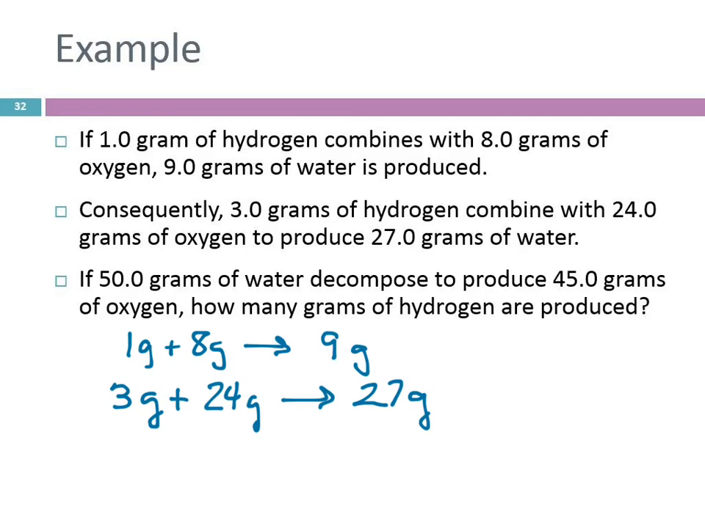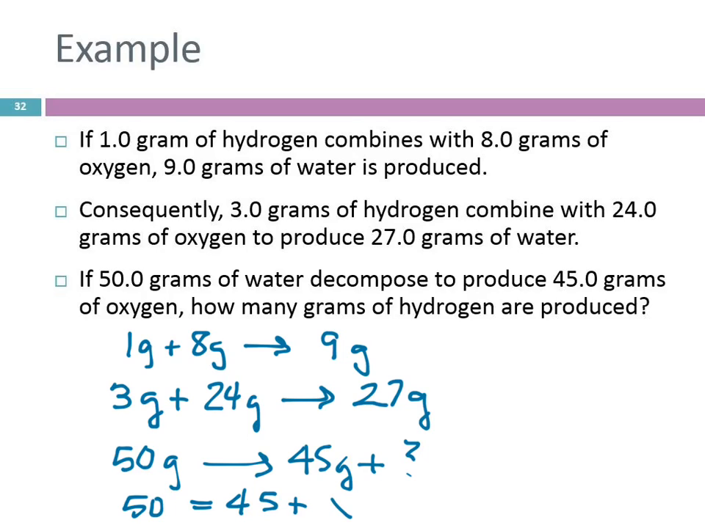So, if you had 50 grams of water that decomposed and made 45 grams of oxygen, how much hydrogen would be produced? 5. Because here we're taking the problem and turning it around. 50 grams is making 45 grams of oxygen plus question mark. Well, this is very much like a math equation. 50 equals 45 plus x. What's x? Well, x is 5 grams.